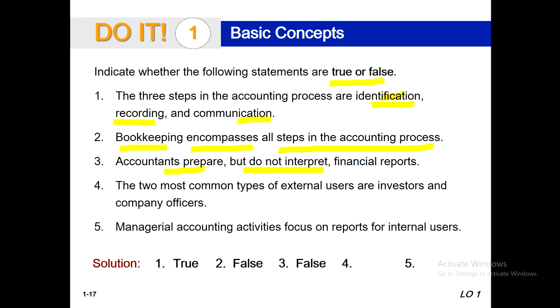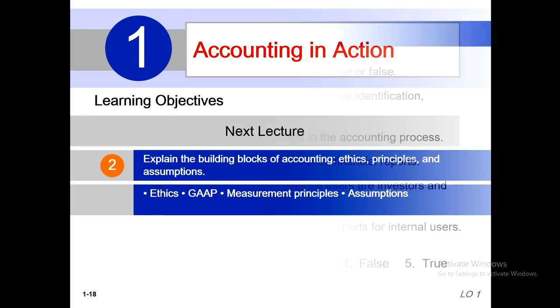The two most common types of external users are investors and company officers. Company officers are internal users, so this is also false. And managerial accounting activities focus on reports for internal users. Yes, this is true, because managerial accounting activities focus on internal users. That's why managerial accounting data is only used internally.